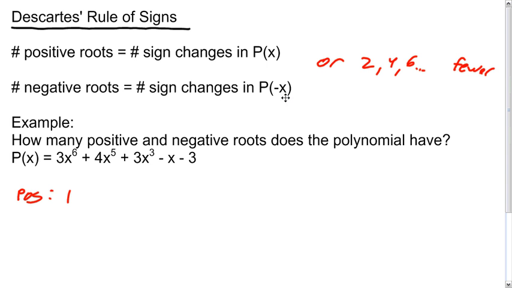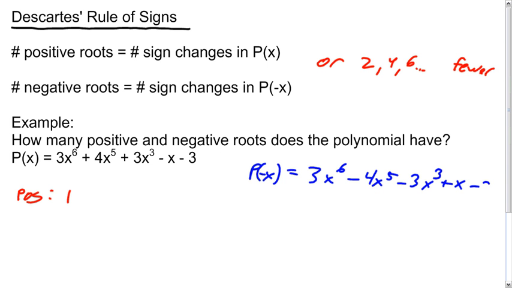For the negative roots, we need to find p of negative x. When you plug in a negative x, since it's to the 6th, it'll be the same thing. It's just 3x to the 6th. When we plug in a negative here, since it's an odd power, that'll change the sign to a negative. Odd power will change this again to a negative. An odd power will change that to a positive. And then the constant will be negative 3.